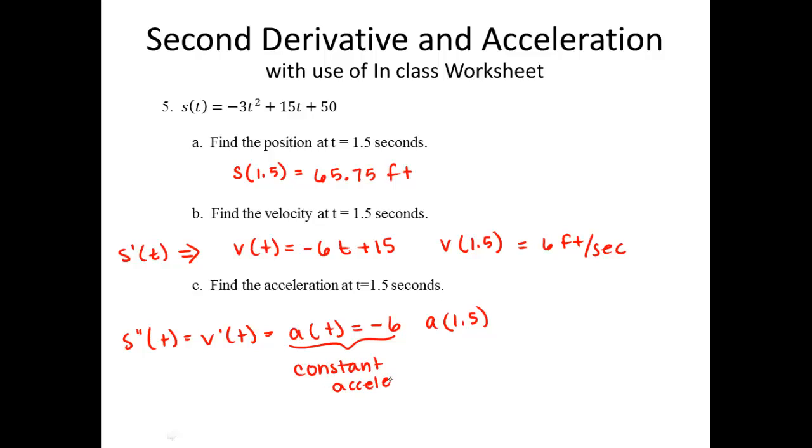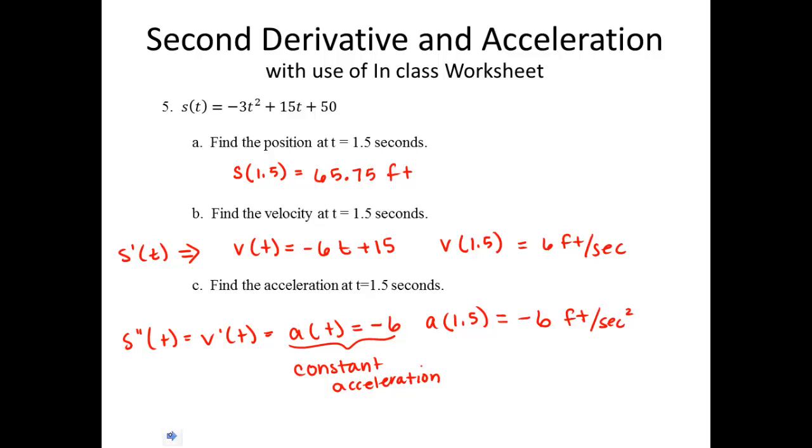Well, if it's constantly negative 6, then it doesn't matter what time I'm evaluating. I could be looking at 35 seconds or 4 seconds or 7.5 seconds. It doesn't matter. My constant acceleration says it will always be negative 6, and we label this with feet per second squared. I know there are probably other people who have had physics who might label that a little bit differently, but we always have our time squared.